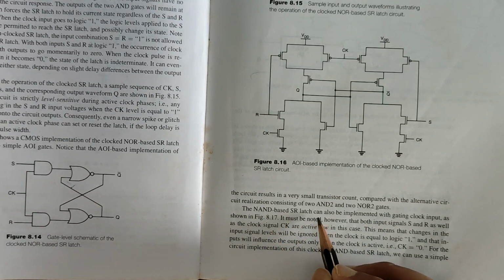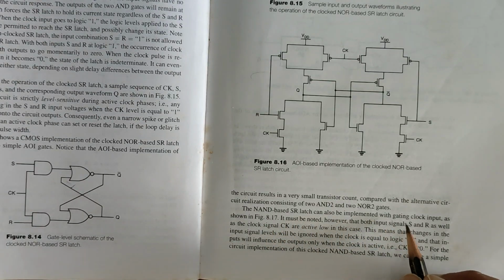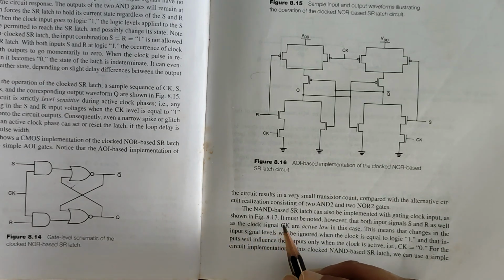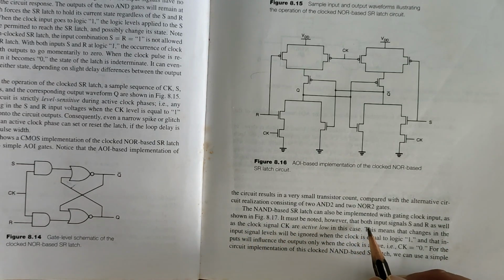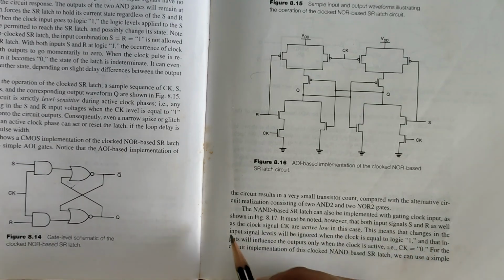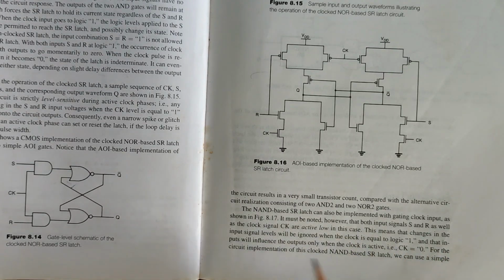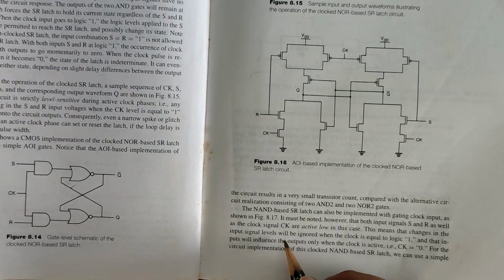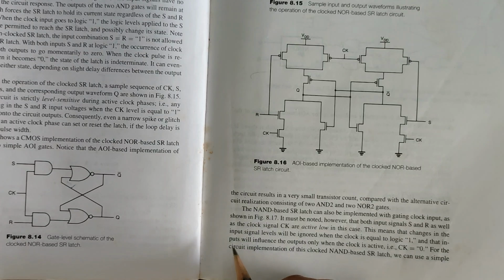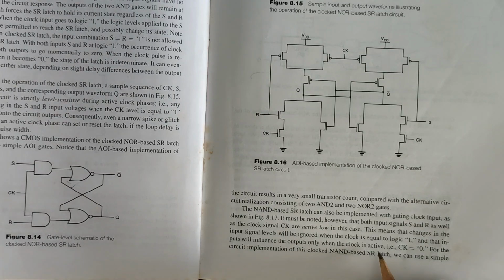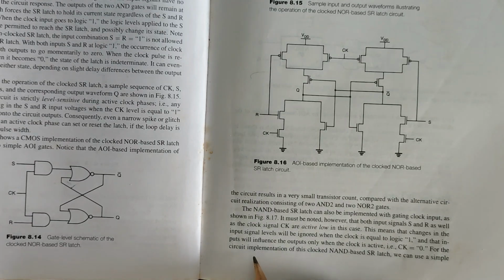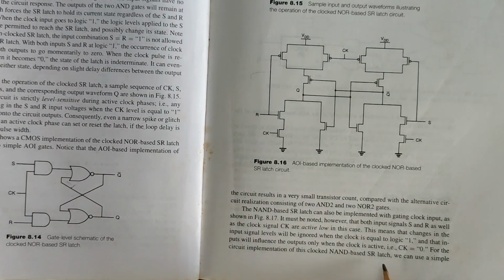The NAND based SR latch can also be implemented with a gating clock input as shown in the figure. It must be noted, however, that both input signals S and R as well as clock signal Sk are active low in this case. This means that changes in the input signal levels will be ignored when the clock is equal to logic 1, and that inputs will influence the output only when the clock is active. That is, Sk is equal to 0 for the circuit implementation of the clocked NAND based SR latch.